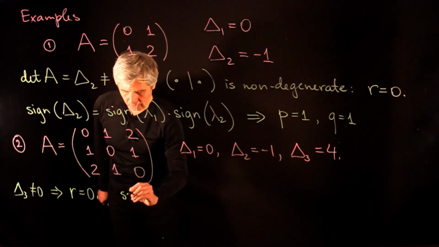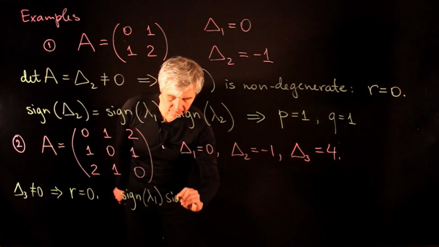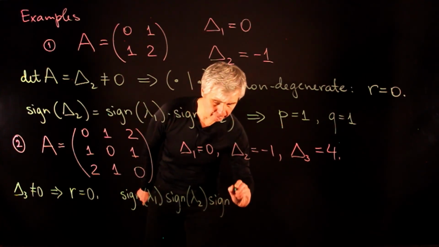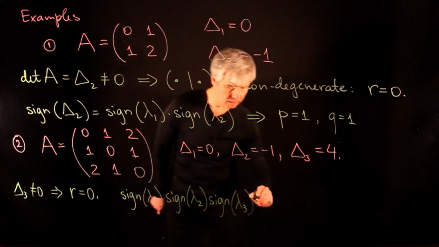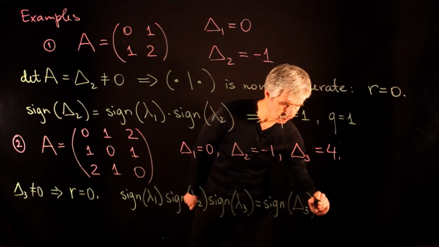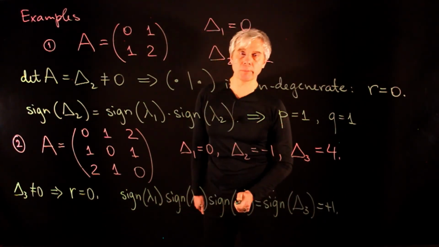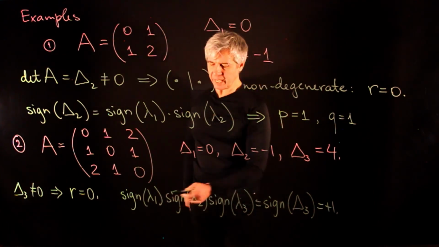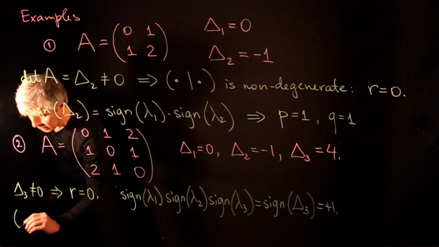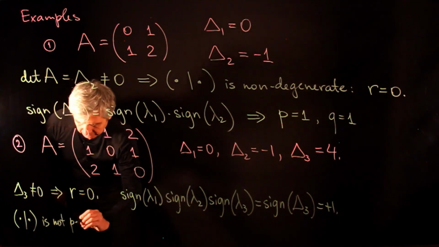And then the product of the signs of these eigenvalues is the sign of delta 3, which is +1. This means that either all 3 eigenvalues are positive, or there are 2 negative eigenvalues and 1 positive eigenvalue. But we see that this bilinear form is not positive definite.